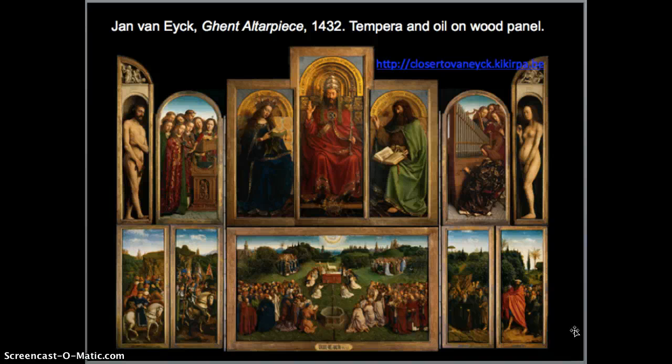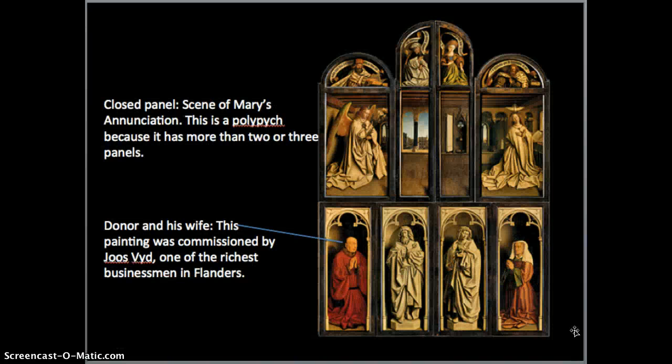This is how it looks open. This is a polyptych, which has many panels. This is the closed panel. And again, we see a scene of Mary's Annunciation. And then here's the donor and his wife. He was a very wealthy businessman in Flanders at the time.